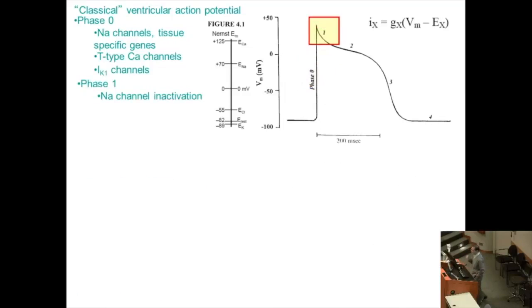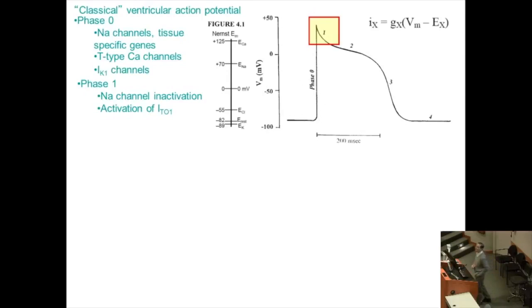If we look at phase 1, our sodium channels are now inactivating in a very familiar process to you now, same as skeletal muscle and nerve. And in addition, now we have a new potassium channel to worry about. It is ITO, TO standing for transient outward current.